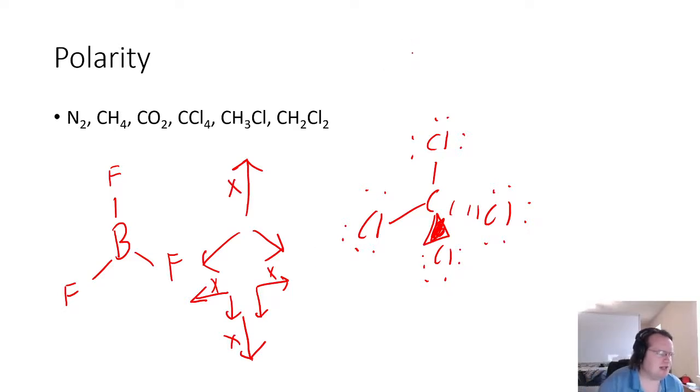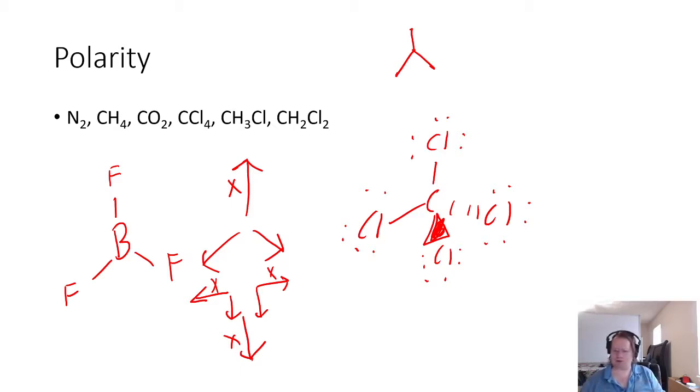It's like thinking about a tug of war where you have three people of equal strength on each side, and they try to pull that center point. It's going to exactly cancel each other out. And that's because they're all spaced away as far as possible. So in that case, the three chlorines that are around the bottom here are going to be able to cancel each other out in the XY direction as well.